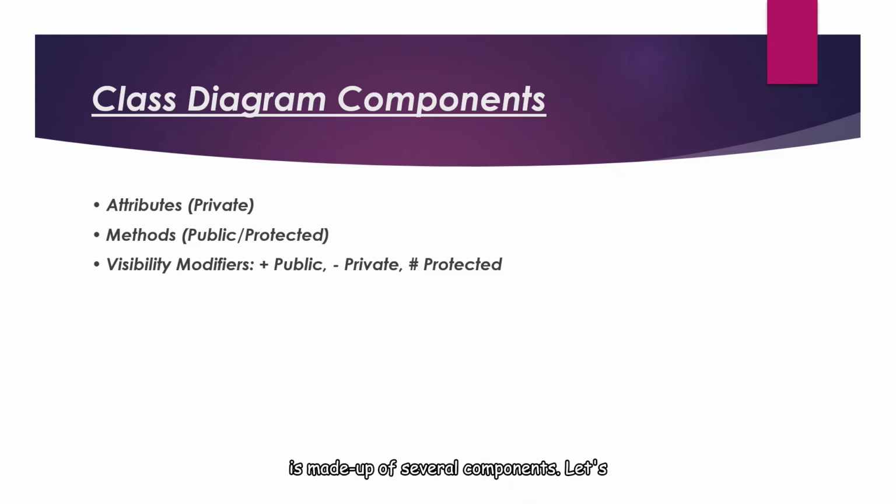A class diagram is made up of several components. Let's go through them. Each class is represented by a rectangle divided into three parts. The top part is for the class name, the middle part for attributes, and the bottom part for methods. Attributes are the properties of the class, while methods are the actions the class can perform. We also use visibility modifiers like public, private, and protected to control the accessibility of these components. These modifiers help us encapsulate the internal workings of a class, ensuring that its data is accessed in a controlled and predictable manner.